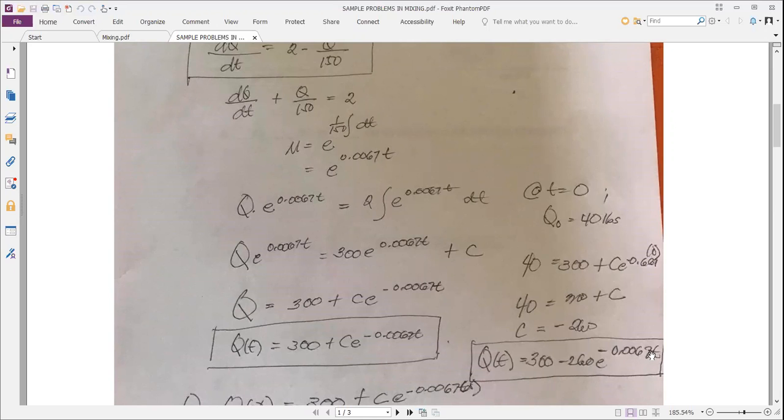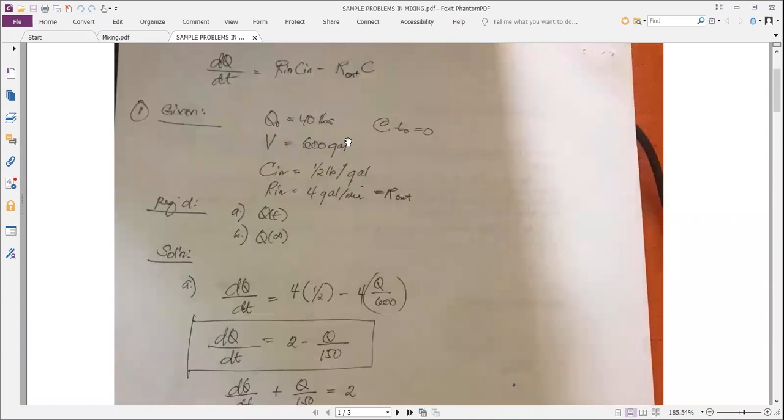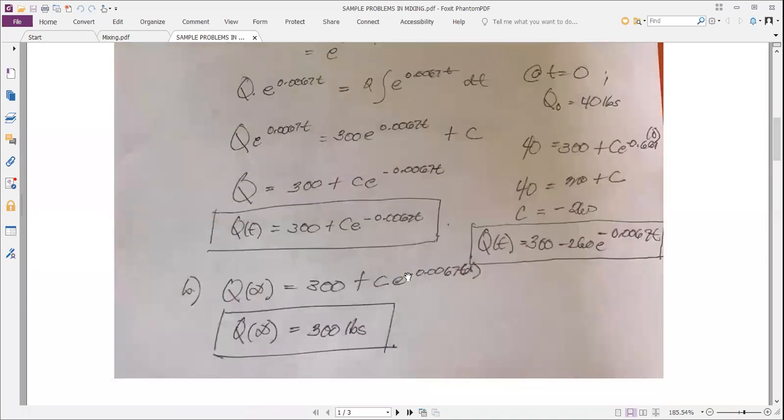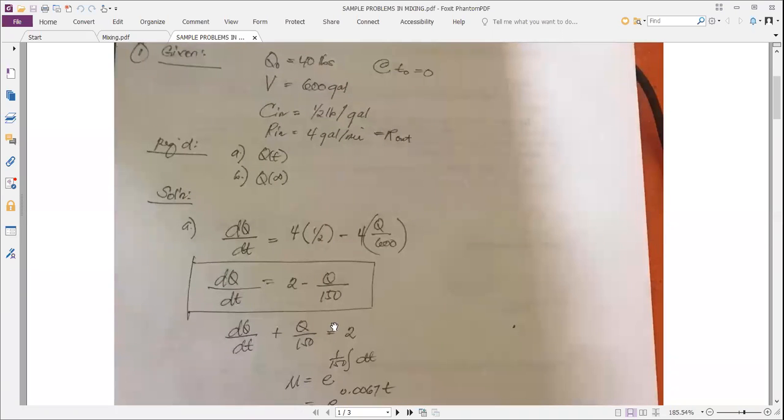0.0067t. Now, all you have to do in this formula is substitute the time elapsed and you would know how much of the salt is present inside the tank. That how much is having a unit of pounds. Okay? This is the formula that the problem is asking after you have written the differential equation.